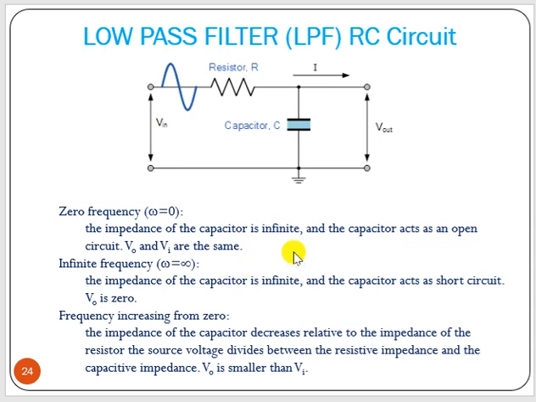Now in that case what happens? At zero frequency, the reactance of the capacitor is infinite. The capacitor acts as an open circuit. So no current will flow through the resistance, so V in equals V out. And at infinity, the capacitor acts as a short circuit, so the voltage across V out will be 0. That means at low frequencies V out equals V in, so gain will be high, and at higher frequency the gain goes down.